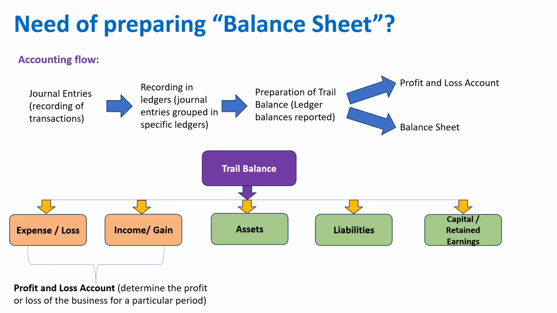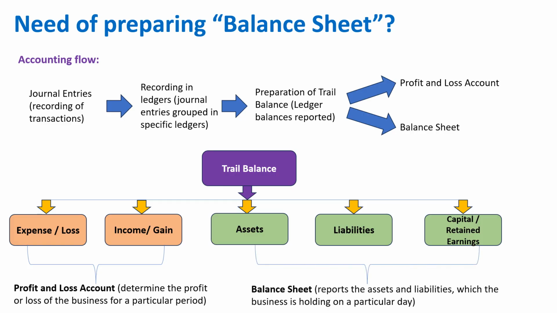Now, this expense and income will be reported under profit and loss account. And why is the profit and loss account prepared? To determine the profit or loss of the business for a particular period. Okay. So this group of ledgers will be reported under profit and loss account. The remaining part, that is your assets, liabilities, and capital, will be reported under balance sheet.